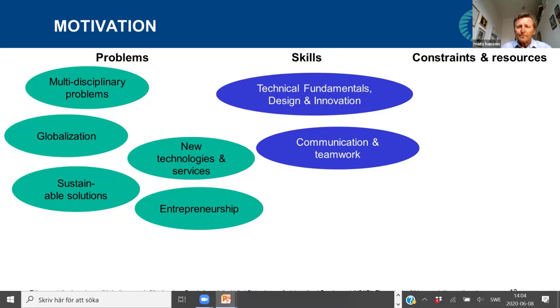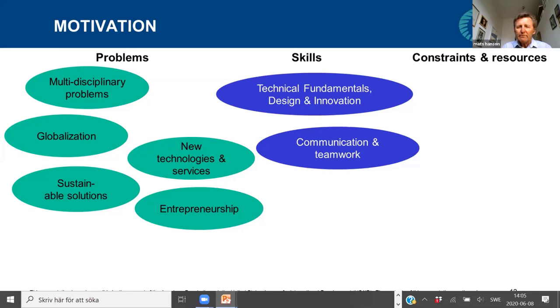And then suddenly the industry realized that the graduates didn't communicate well. They couldn't do teamwork. They were stuck solving the problems. And I go back to what we said half an hour ago. We were graduating engineers who could not engineer. They couldn't engineer.